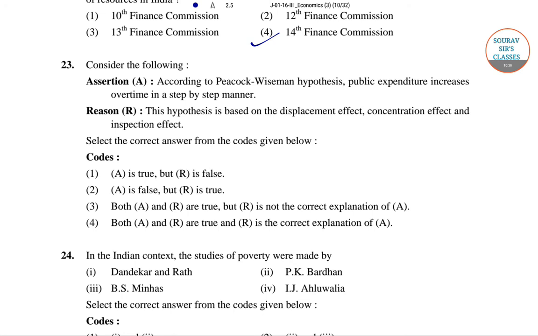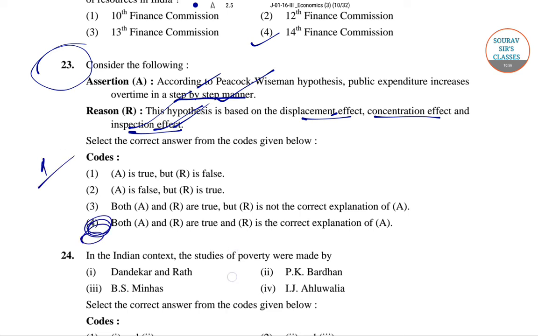According to the Peacock-Wiseman hypothesis, public expenditure increases over time in a step-by-step manner. That is, not in a smooth manner, but in a step-by-step manner. This is the right assertion. This hypothesis is based on displacement effect, concentration effect, and inspection effect. This is also right. So for question number 23, we know both of them are right and a correct reason. So option 4 is the right answer.